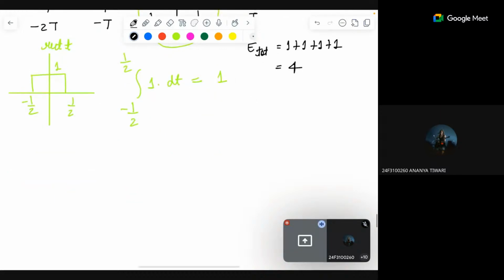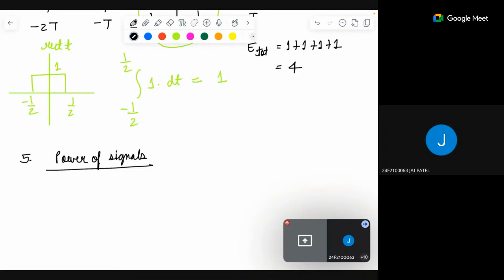Okay, now let us move to power of signals. Class, tell me, we have energy signals, we have power signals. Is it necessary that a signal has to be either an energy signal or a power signal, or is there any other category? There is one signal category which is neither power nor energy, right? Just like even or odd, we also have energy, power, or neither energy nor power.